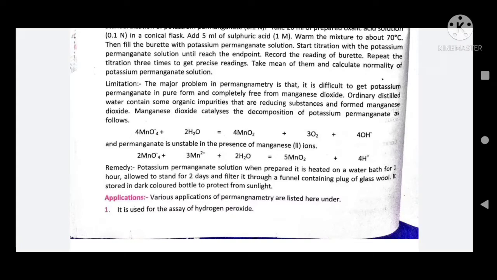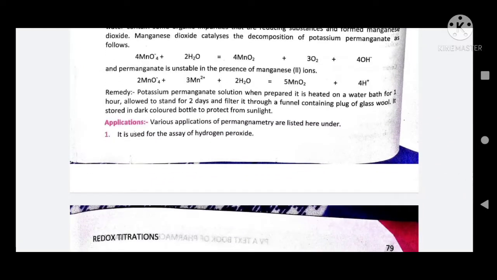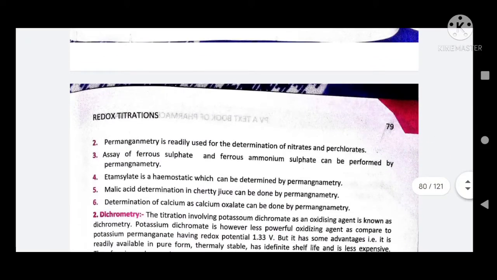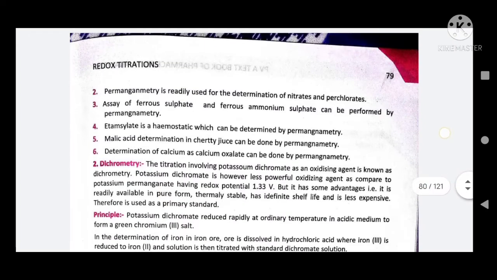See here, a simple limitation: potassium permanganate is very difficult to get in pure form, because it is available in a very trace amount in water also, so it is very difficult to get in pure form. Then applications, very important: it is used to assay and determine H2O2, hydrogen peroxide. It is used in the determination of nitrates and perchlorates. Then ferrous sulfate and ferrous ammonium sulfate, these hematinics, their assays are performed by permagnometry. Ethamsylate is a hemostatic which can be determined by this permagnometry.